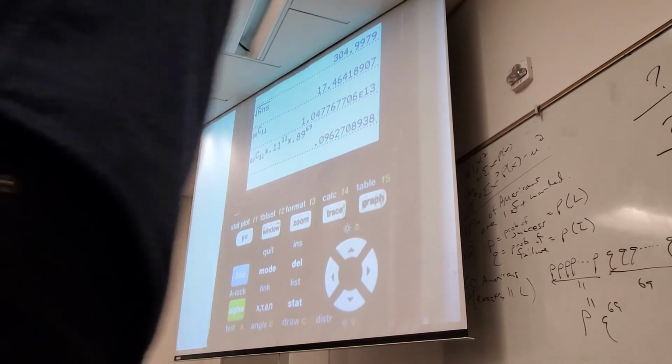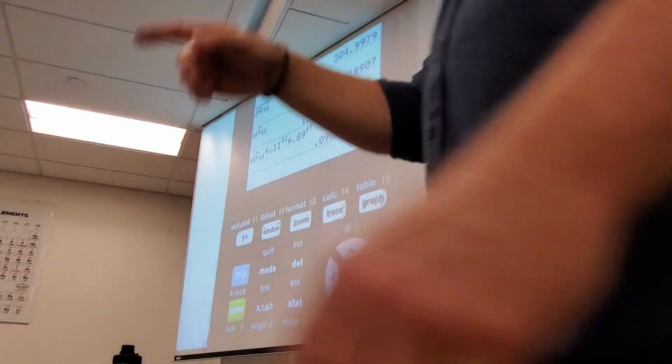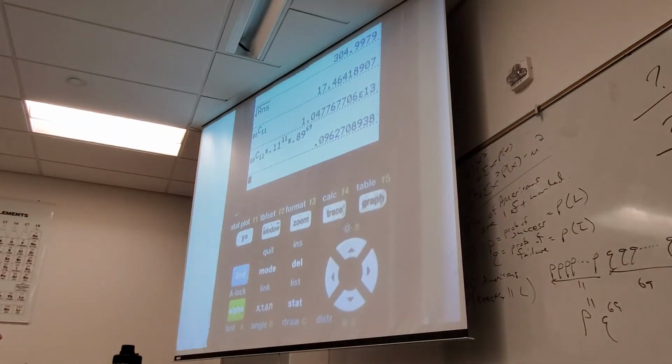Times 0.11 to the 11th times 0.89 to the 69th. Make sure you hit the over arrow so you come back down. Math, right there. This is whatever you want: number choose amount.